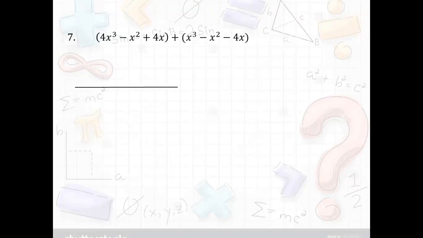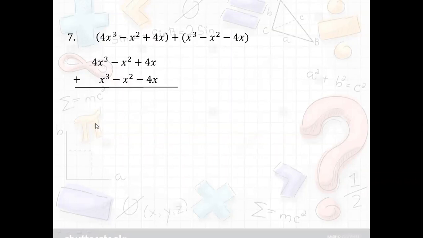4x cubed minus x squared plus 4x plus x cubed minus x squared minus 4x. Arrange them in the vertical way. So when you arrange it, you will have a question like this. I told you in the explanation video too, if you have a plus sign here, you don't need to worry because plus into minus will give you minus. It's already in that form. But if there is a minus sign, you have to be extra careful. You have to first solve each term inside and then solve it.